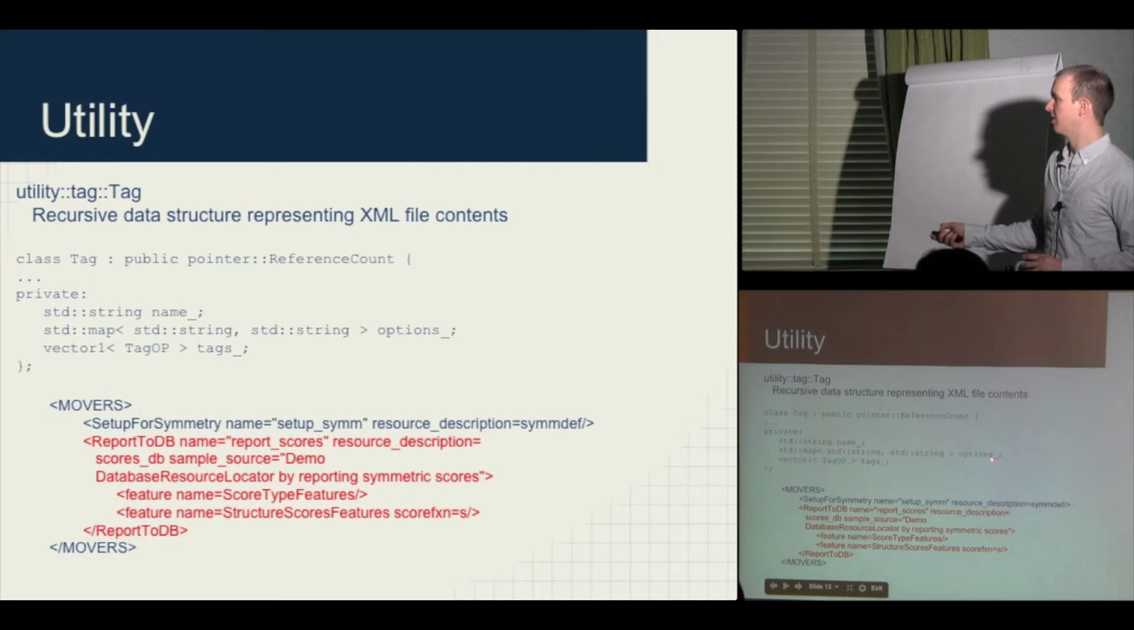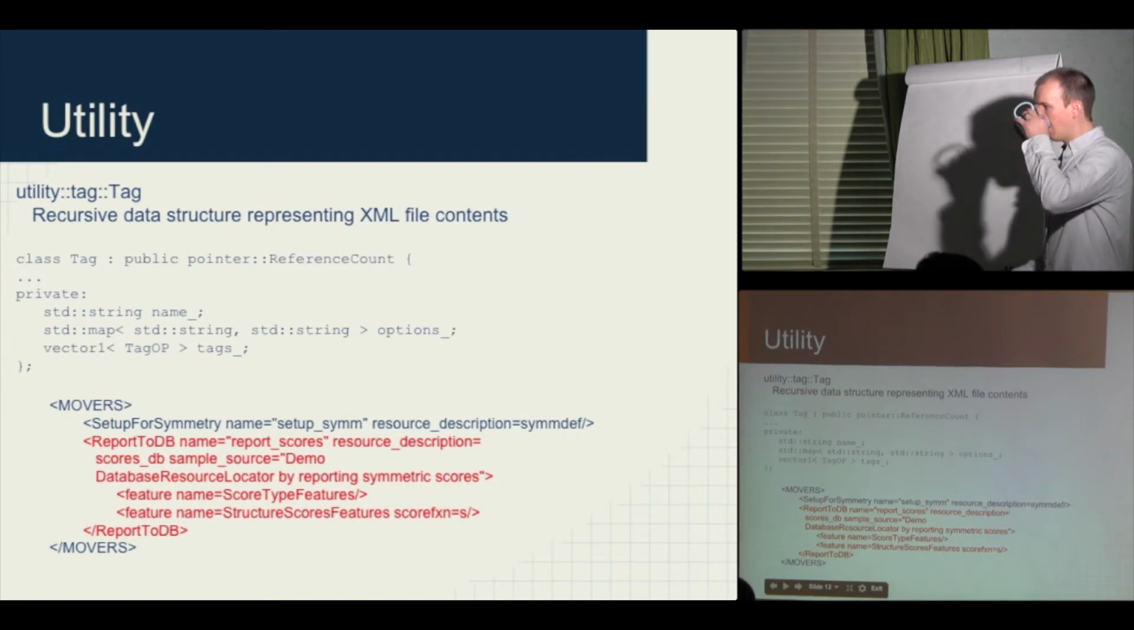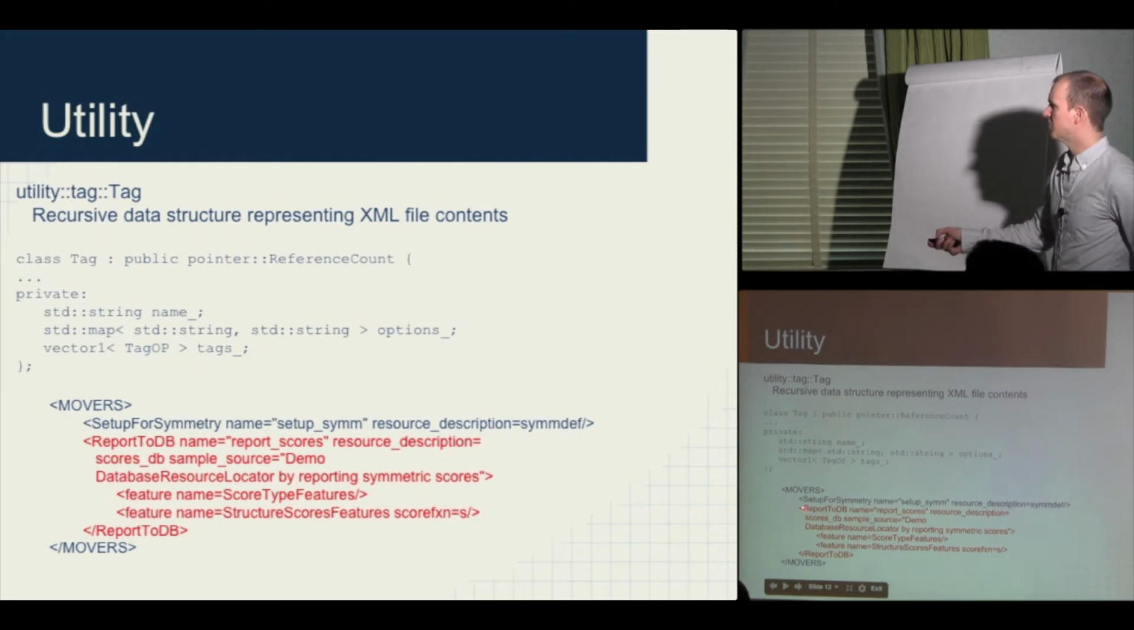This again. So the option set is a map from string, such as name, to the other thing that it's containing, which is string. And in this case, the first thing would be name, and the second would be setup sim. In the second case, it would be resource description as the first item, and then simdef as the second item. So one tag object would represent this block here.